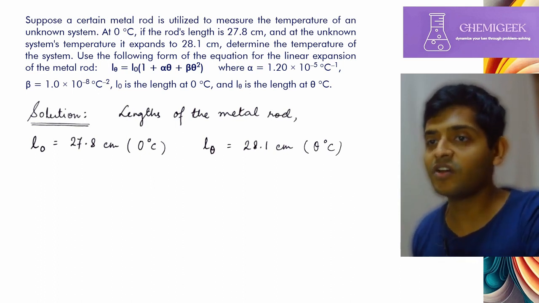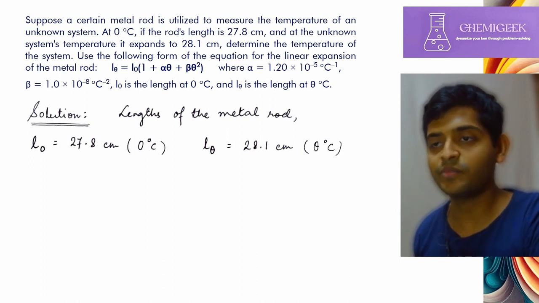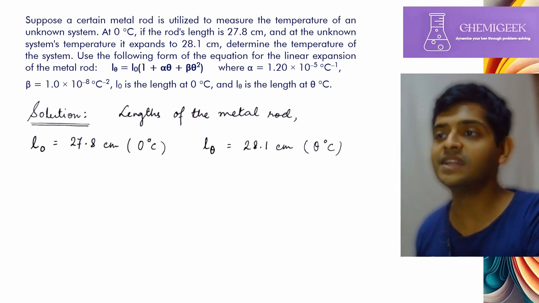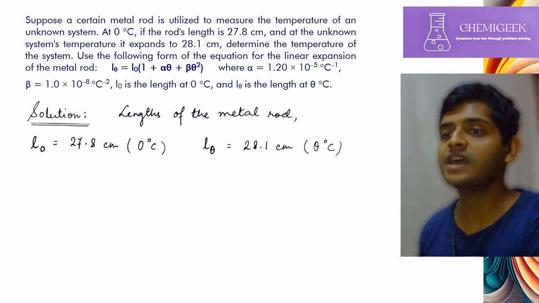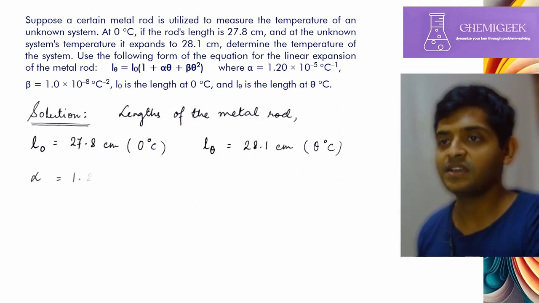So length of the metal rod L0 is equal to 27.8 centimeter at 0 degrees Celsius. L theta is equal to 28.1 centimeter at theta degrees Celsius. So what is theta? Theta is a random temperature which we have to calculate. So what is the temperature of the system? There is a system in which when this rod is introduced, the rod expands, from 27.8 to 28.1 centimeter.